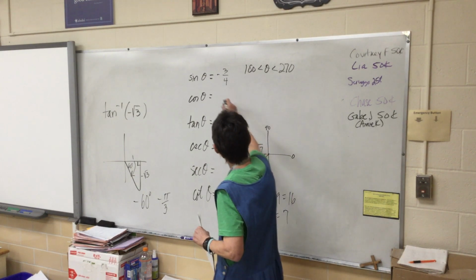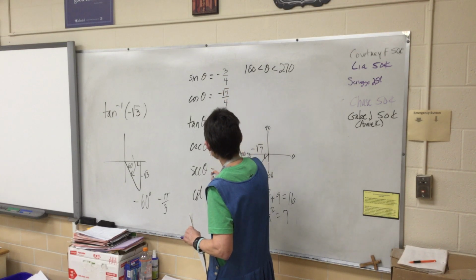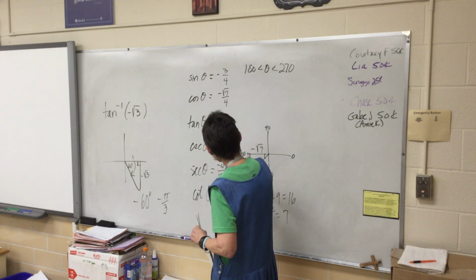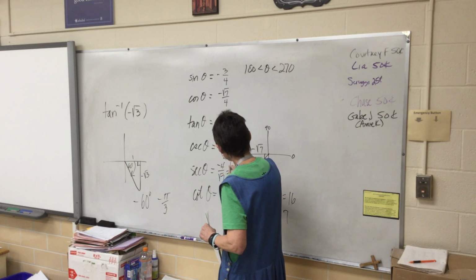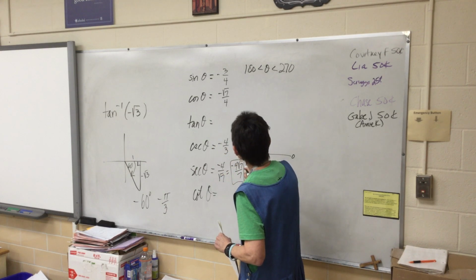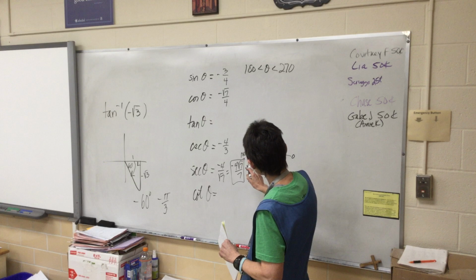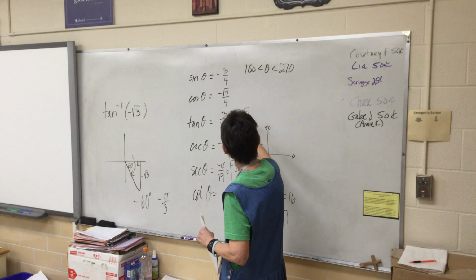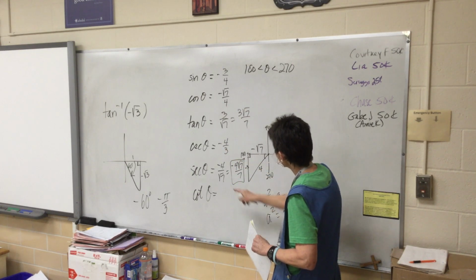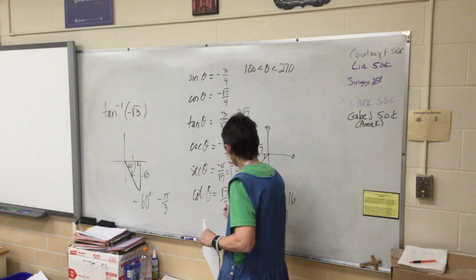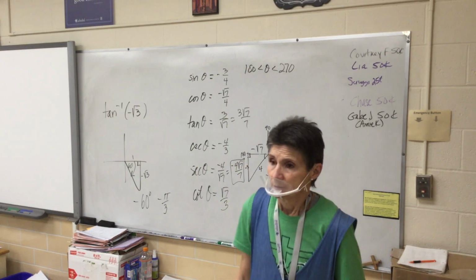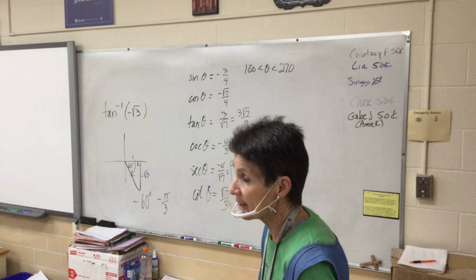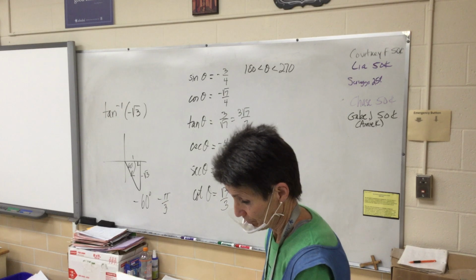So cosine is negative root 7 over 4, which makes secant negative 4 over root 7, or negative 4 root 7 over 7. And what was this? Negative 3. And tangent is positive 3 over root 7, or 3 root 7 over 7, because the negatives cancel. And then cotangent is root 7 over 3. All right? Pay attention to the negatives. Pay attention to the negatives.